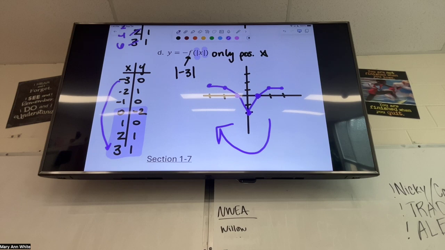Now, this is not the final answer though, because what have I not done yet? That's part of my equation. Oh. Made it negative. And what does that negative do to my graph? So it flips it over the x-axis. So that means I'm going to take all of this and I'm going to flip it this way. Okay, so that means I'm probably just going to erase all of this.